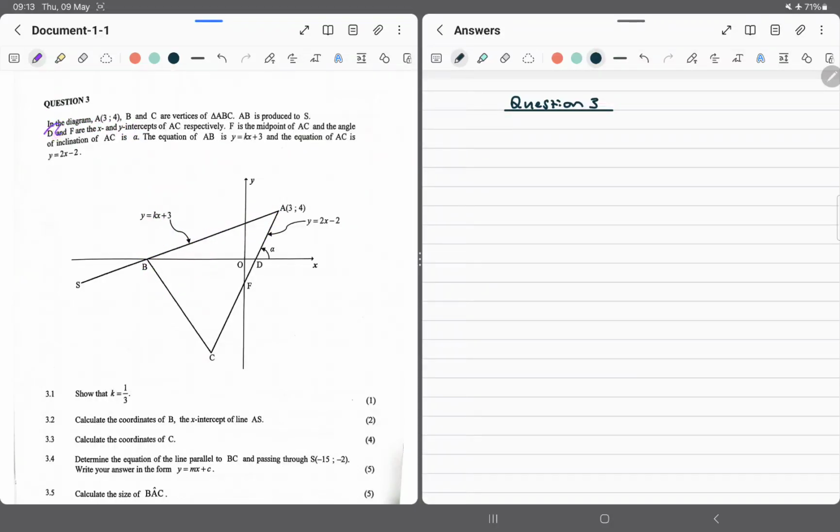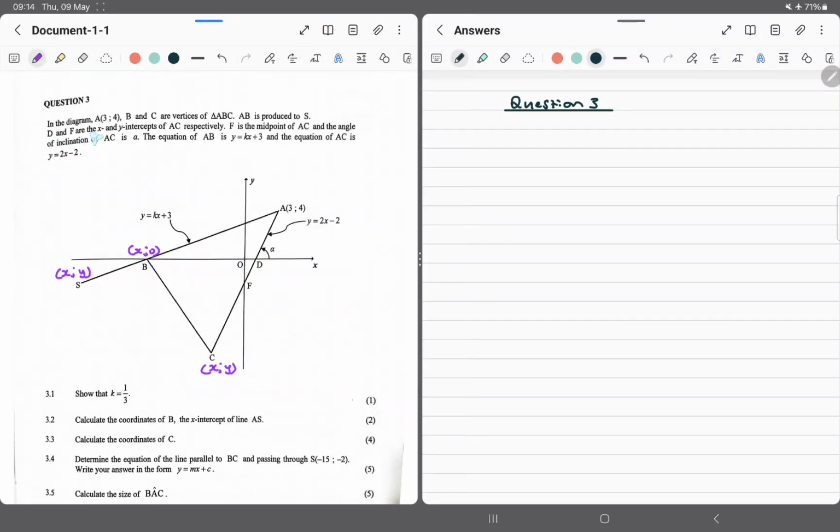Now let's go. In the diagram, A has coordinates (3; 4). B and C are vertices of triangle ABC. So we can see here we have some coordinate (x; 0) for B because that's an x-intercept. At C we've got some x value and some y value. AB is produced to S. So that means at S we've also got some x coordinate and some y coordinate.